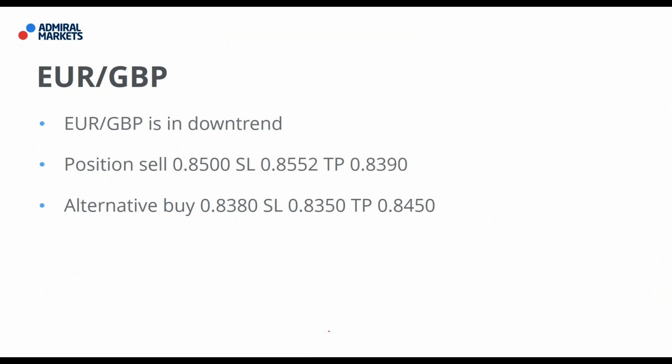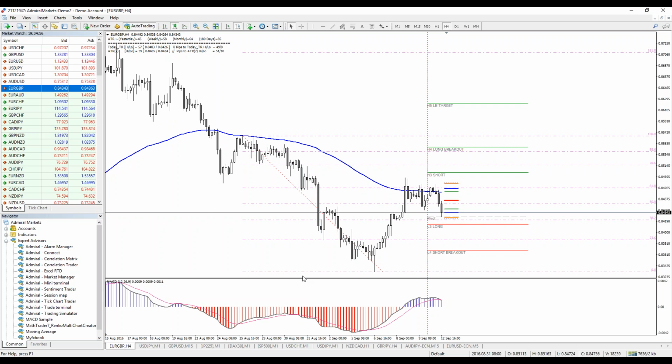So for Euro GBP, this is a sell position, and the buy position is 83.80. Here, buy position. Alternative trade.